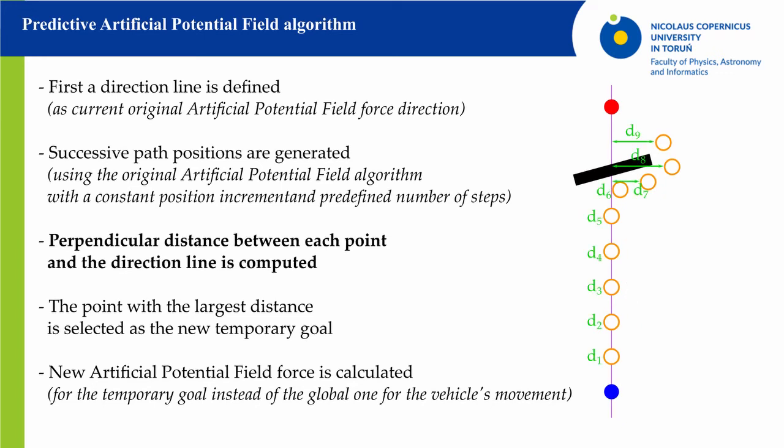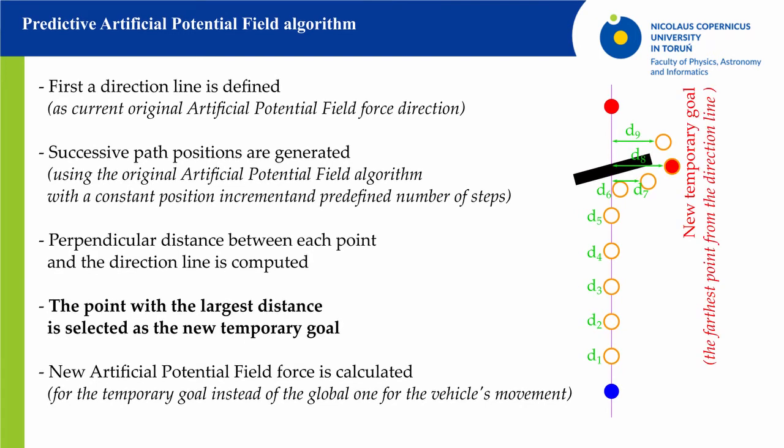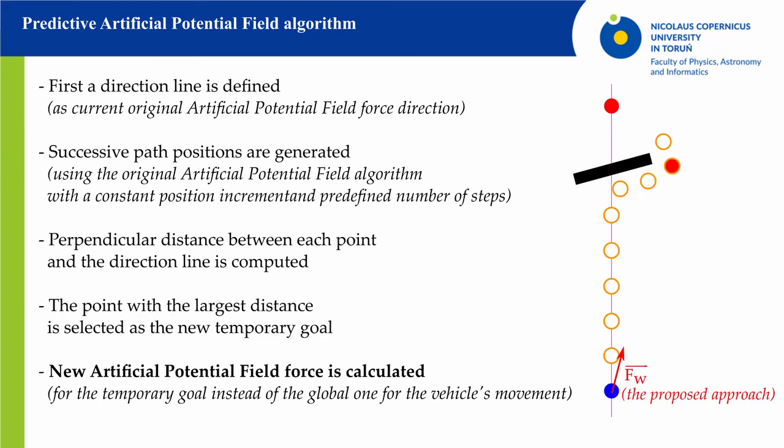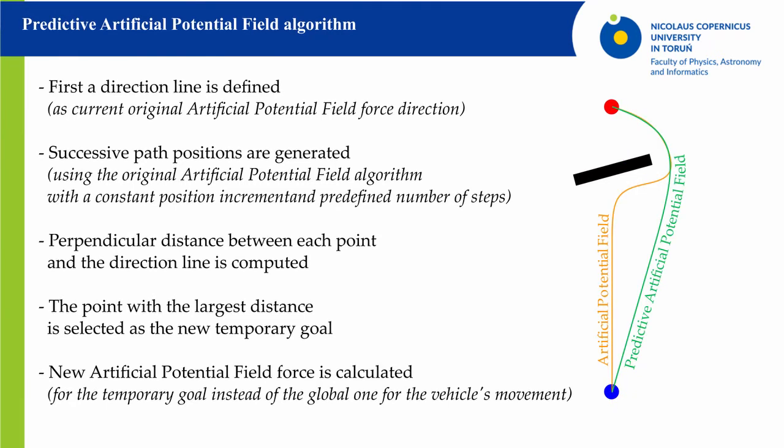For each predicted point, the distance between it and the direction line is calculated. To allow the vehicle to react in advance to the obstacle, the farthest point from the direction line is selected as a new temporary goal. The selected point is used as a goal position to calculate the artificial potential field force. Due to this, the vehicle can react to the obstacle before the original algorithm, and the orientation of the movement changes smoothly. Furthermore, the path obtained by the predictive artificial potential field is much shorter. All these advantages reduce energy consumption.